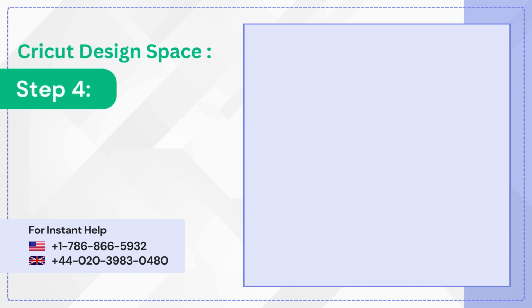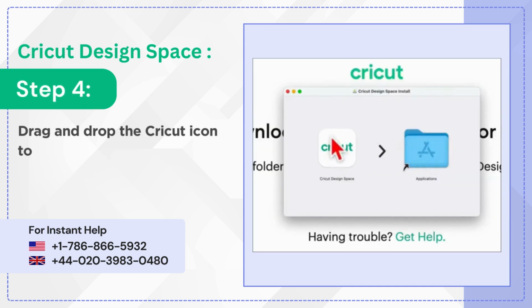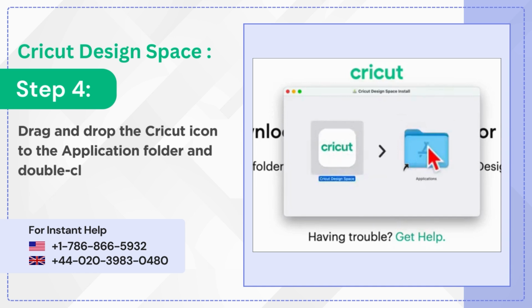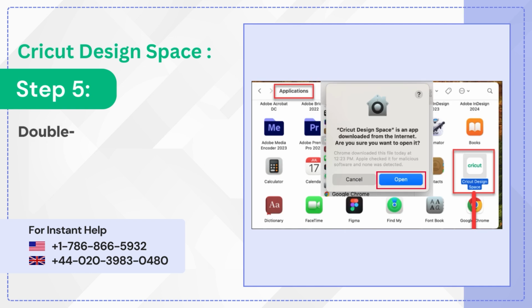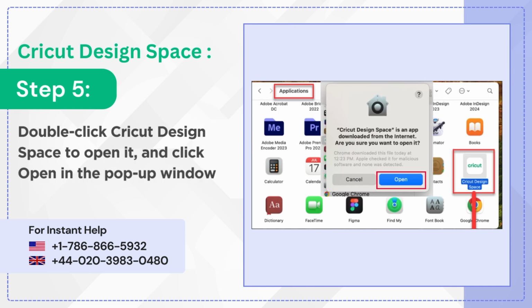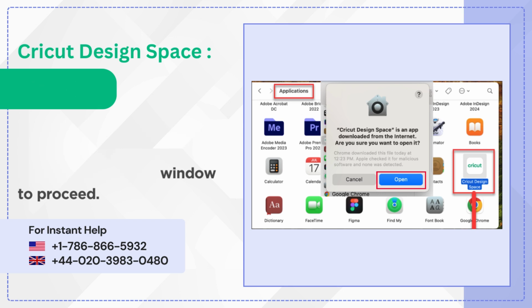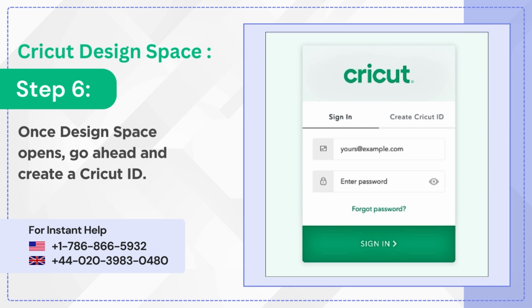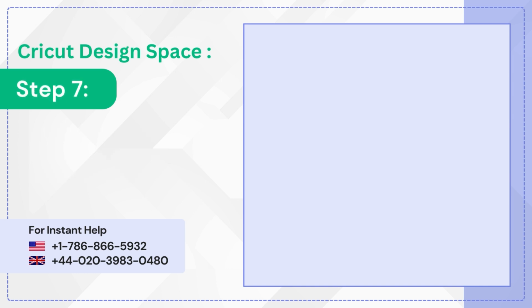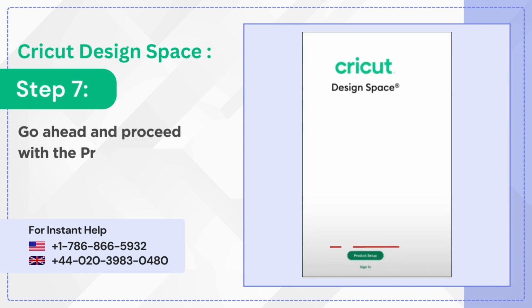Step 4. Drag and drop the Cricut icon to the Applications folder and double-click the Applications folder to open it. Step 5. Double-click Cricut Design Space to open it and click Open in the pop-up window to proceed. Step 6. Once Design Space opens, go ahead and create a Cricut ID. Step 7. Go ahead and proceed with the product setup process.